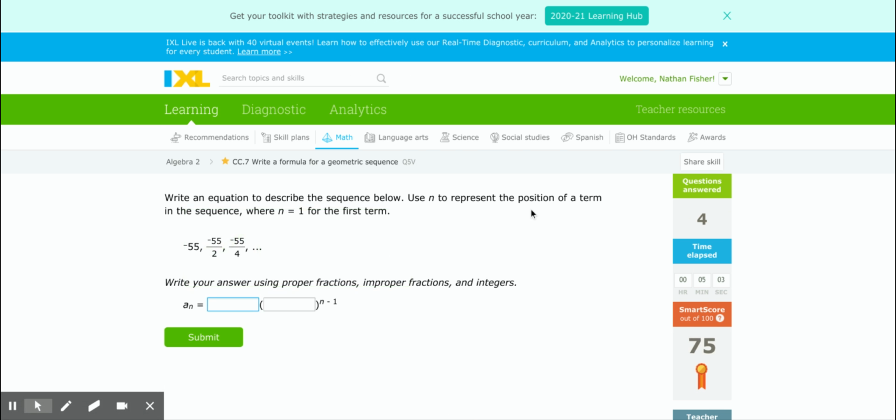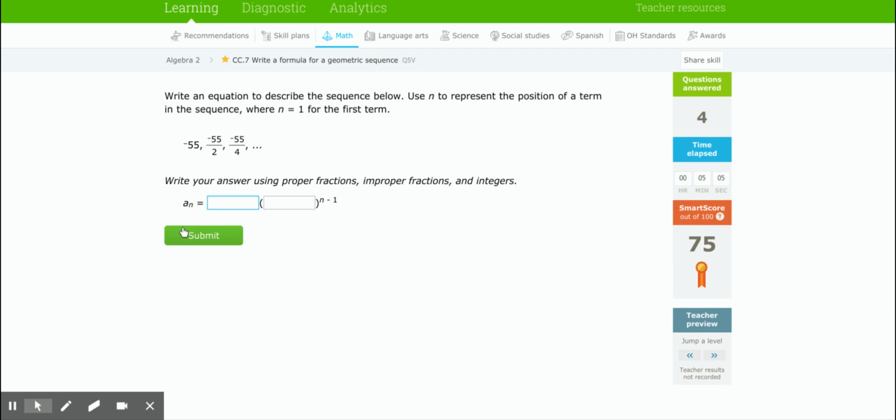Okay. Let's show how you would put this in, at least one of the TI-84 calculators, one of the ones that I have. I think the easiest way to do it, the negative 55 would still go in the first blank, but let's talk about how to do that division.